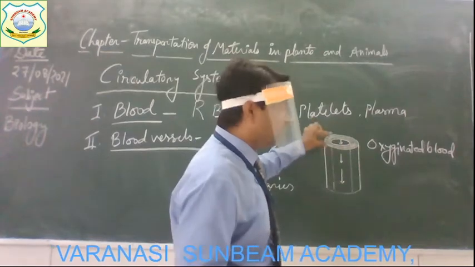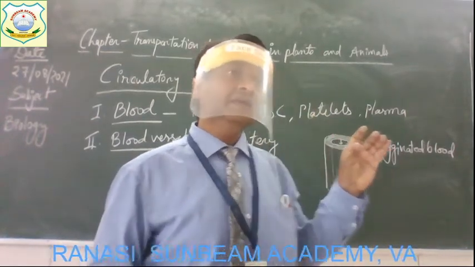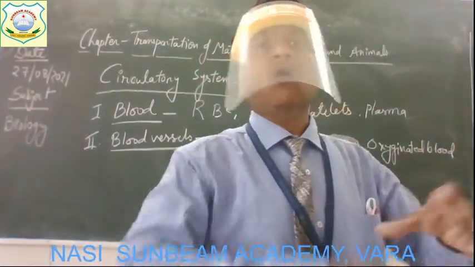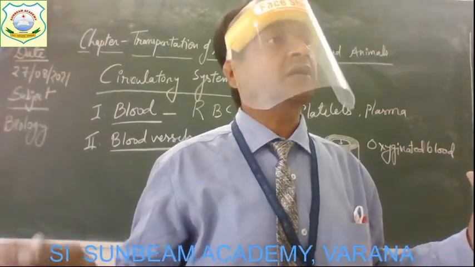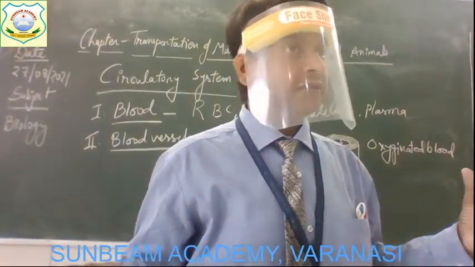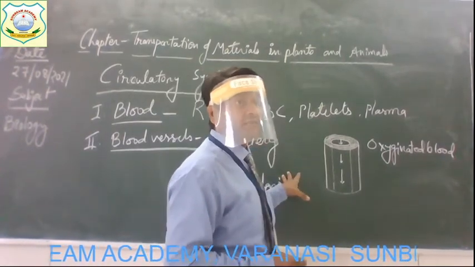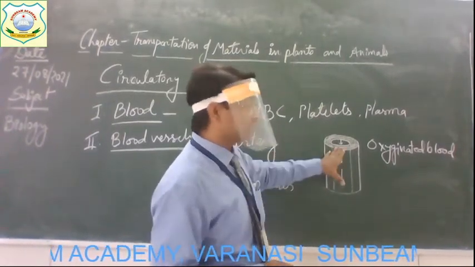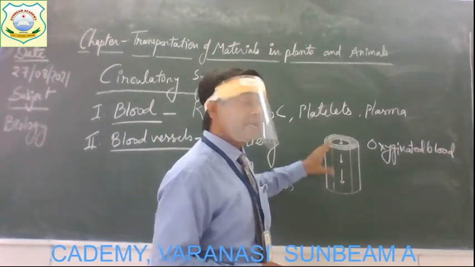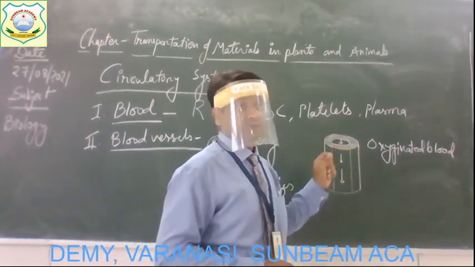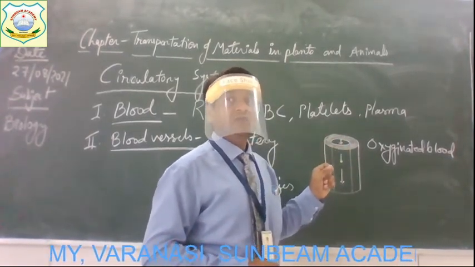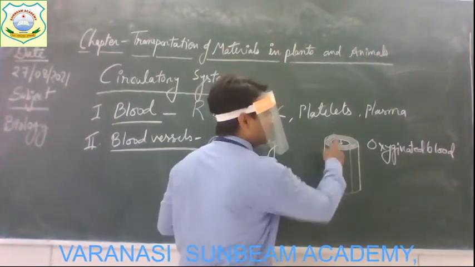Alright children, the function of arteries. Arteries are thick walled and they carry oxygenated blood to all parts of our body from the heart. Get it? Now the second is veins. Veins are the blood vessels which also look like arteries, but they have a thin wall. How do they have the wall? Thin wall as compared to artery.